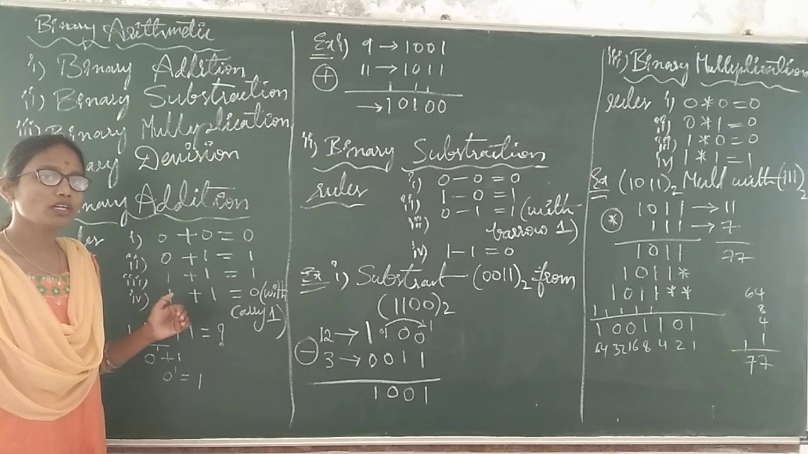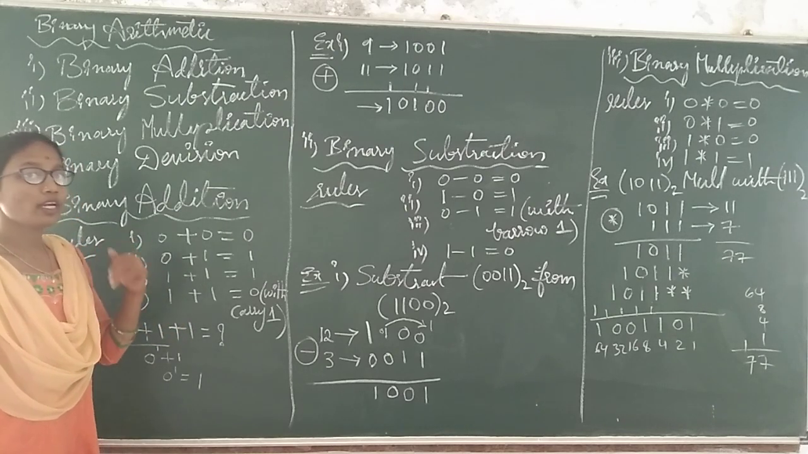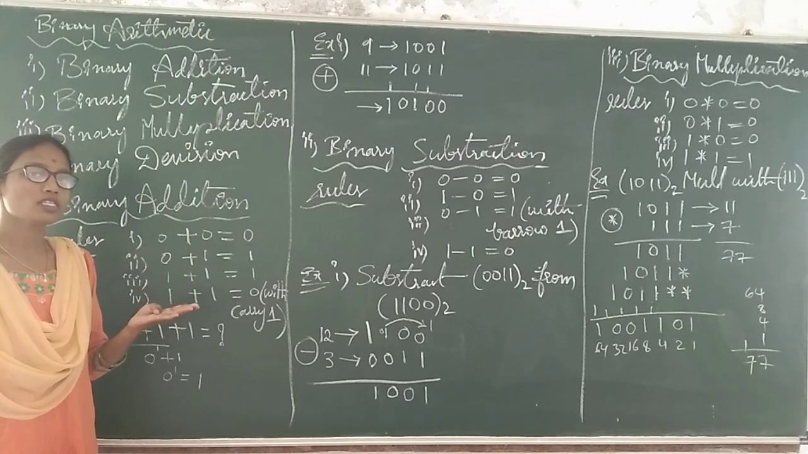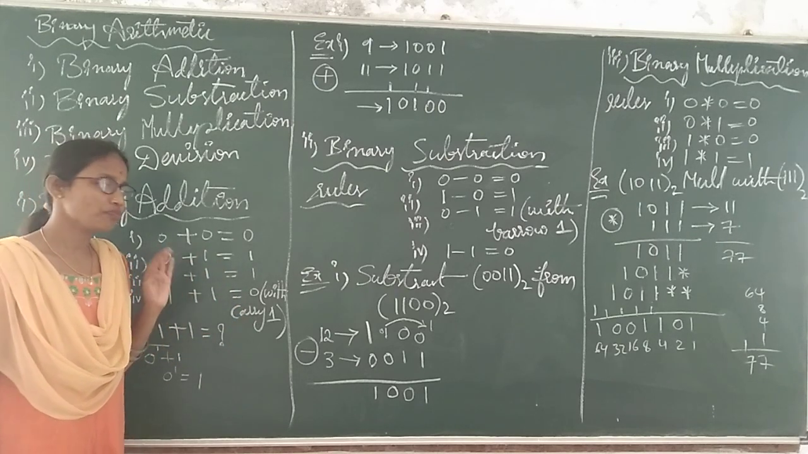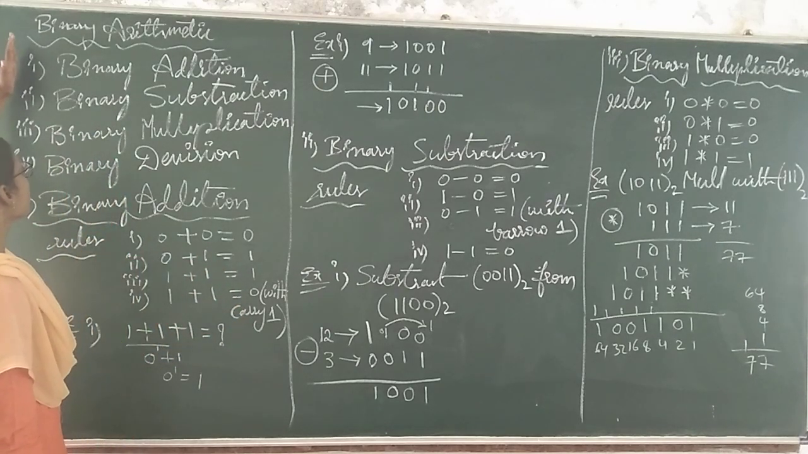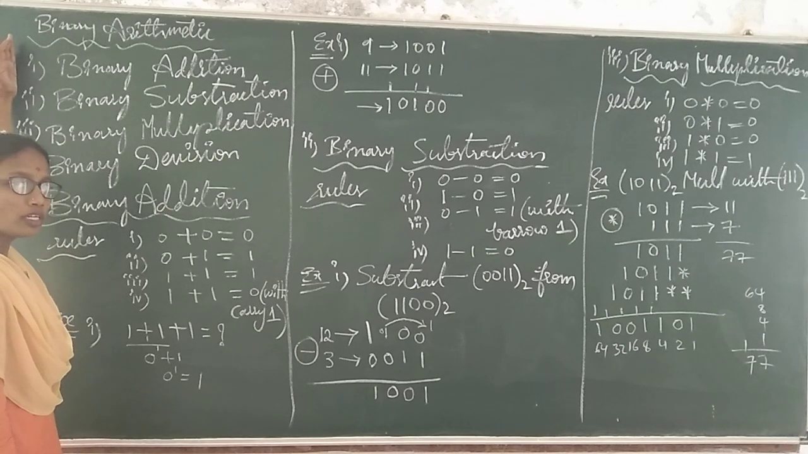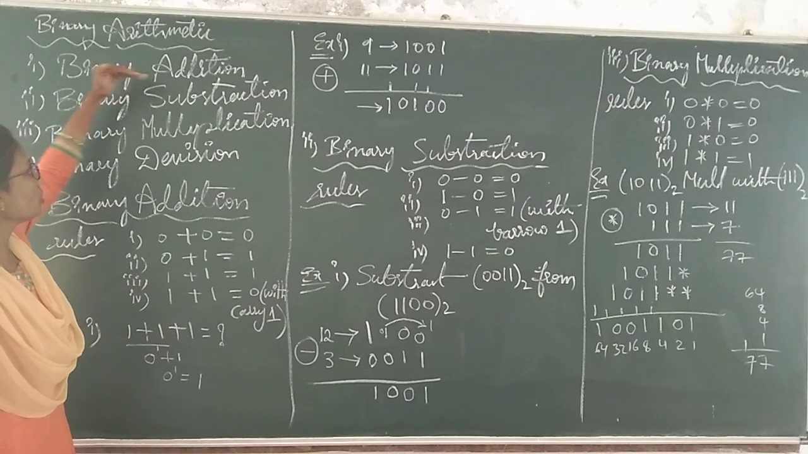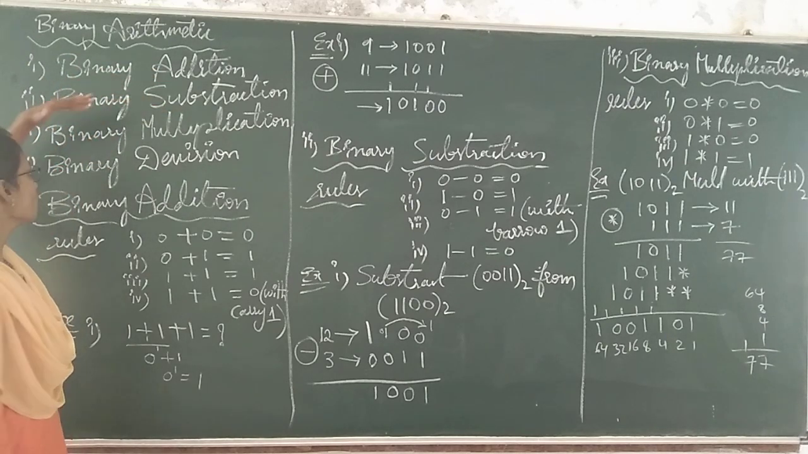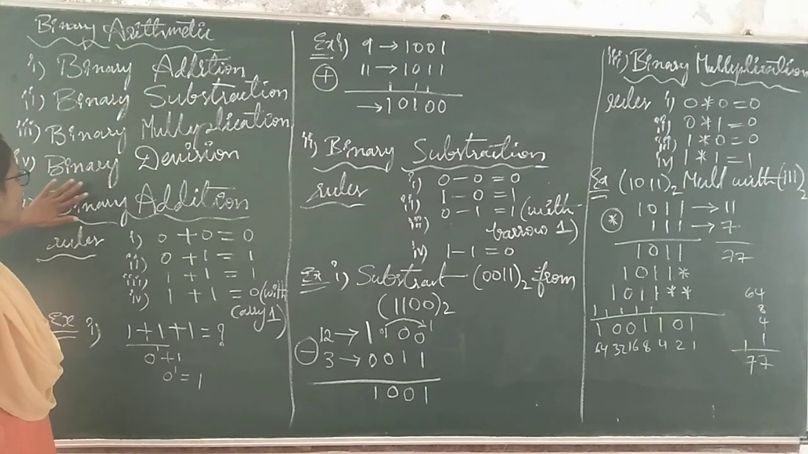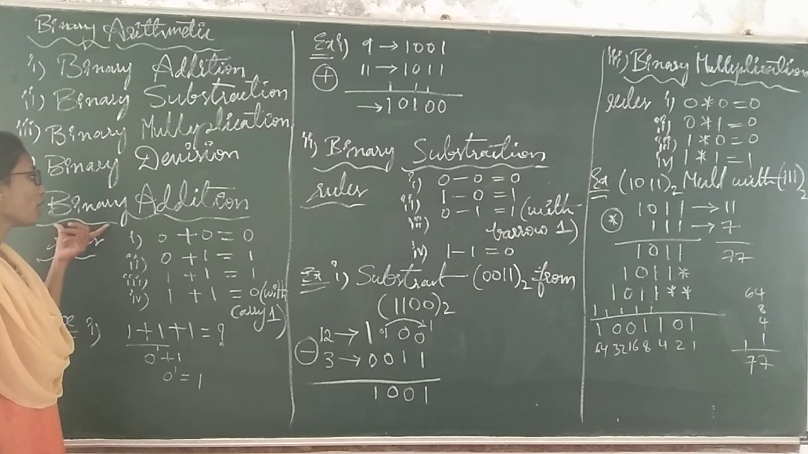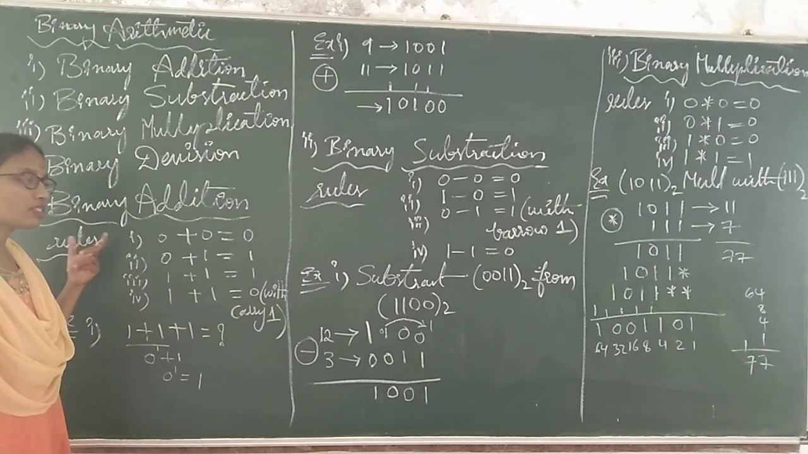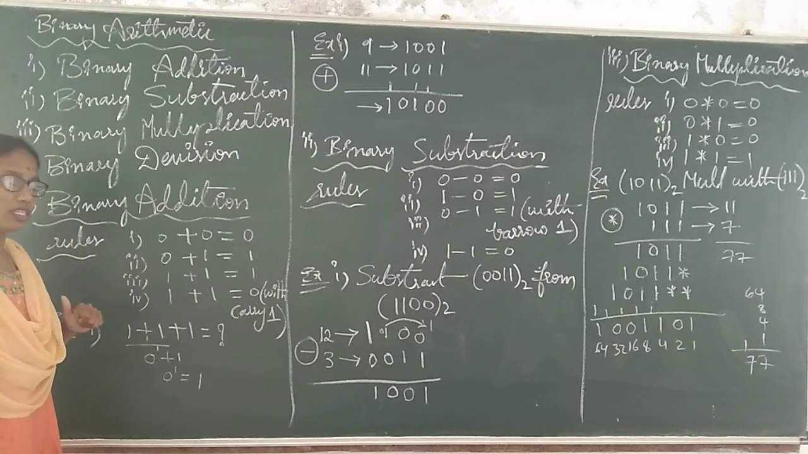In this lecture we are learning these binary arithmetic operations: addition, subtraction, multiplication and division. There are 4 types of binary arithmetic: binary addition, binary subtraction, binary multiplication, binary division. The first one is binary addition. Let us see the first one, binary addition.